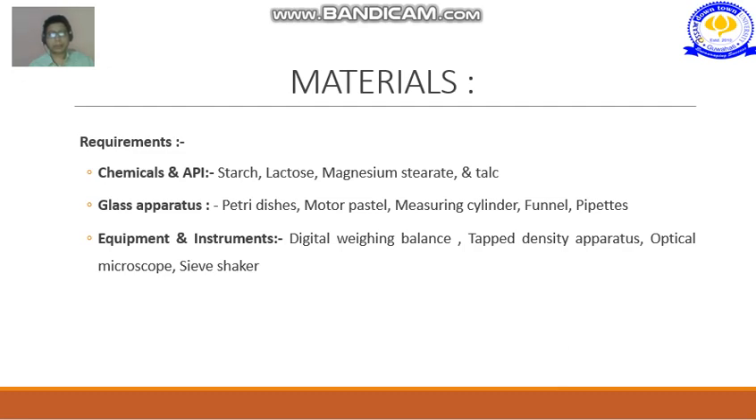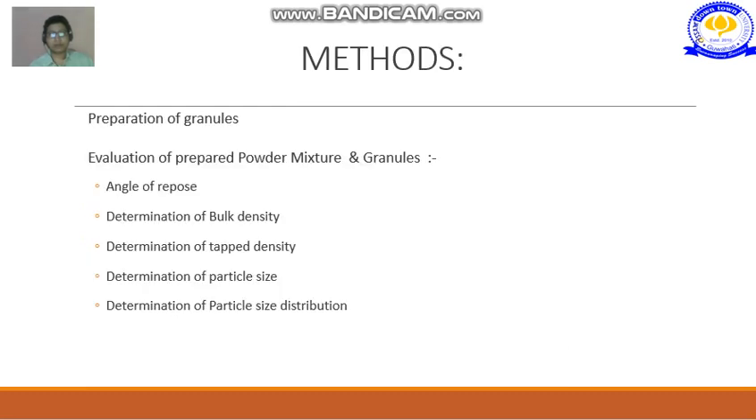Now going to the next part, the methods we need to perform during this session. First of all, we have to collect the powder, weigh the powder accurately, and then separate out a small amount of powder, and the other half of the powder will be used for preparation of granules. Granules will be prepared by using the wet granulation technique. After preparation, the granules will be dried in the dryer to a suitable extent to have crunchy granules.